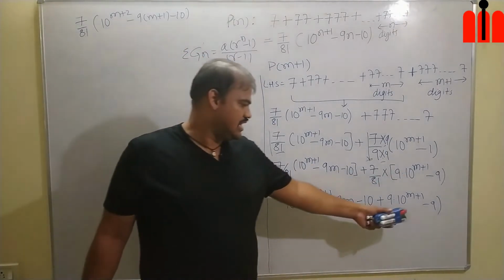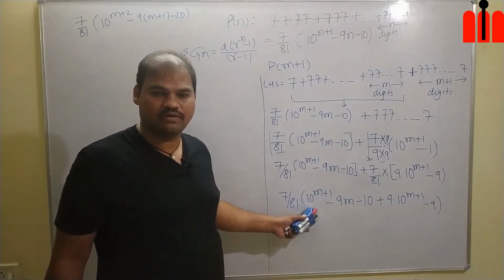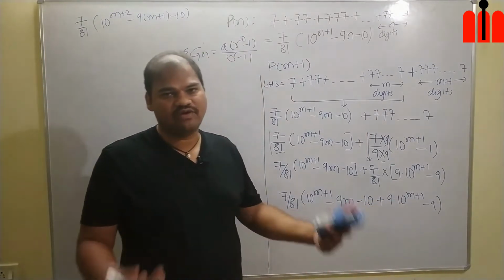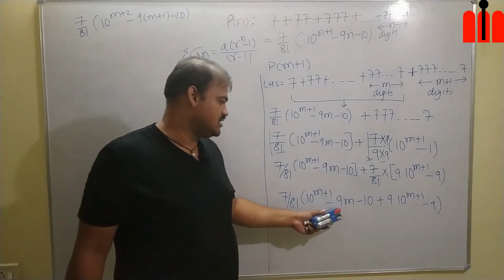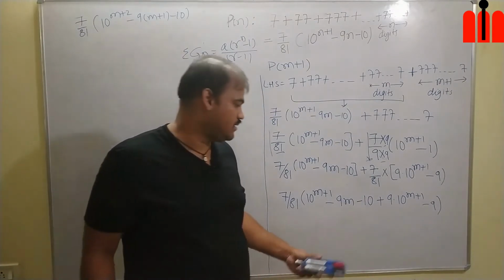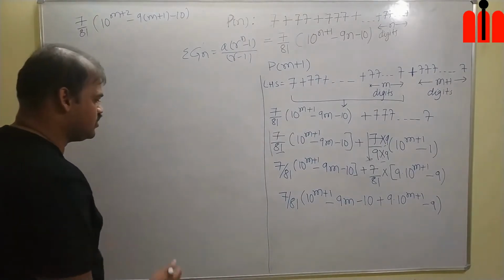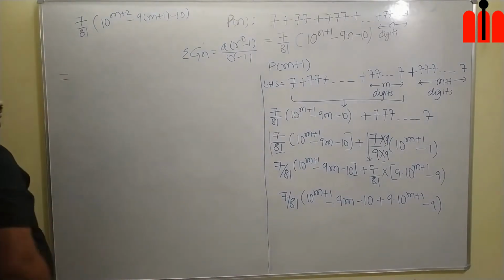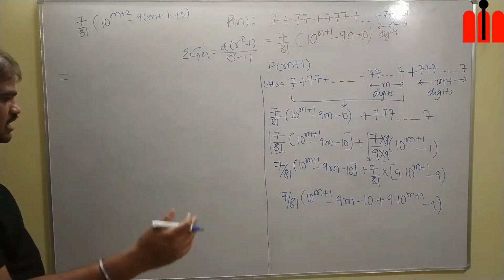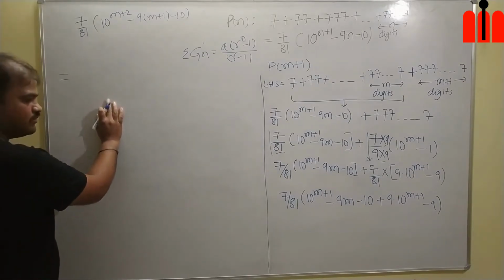Now this 9 into 10 to the power of m plus 1 plus this 10 to the power of m plus 1 will become 10 into 10 to the power of m plus 1. And this minus 9m and minus 9 will become minus 9 times m plus 1, and this will be minus 10. So how will we write it? I will use the left hand side of the board. That's why I rubbed out the entire explanation of why I had written that 7 of m plus 1 digits is equal to that expression.